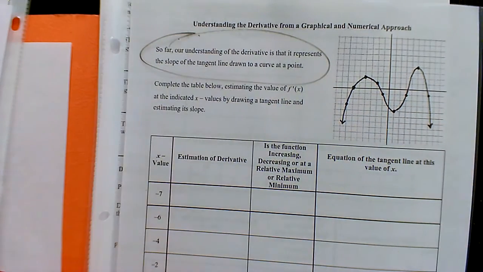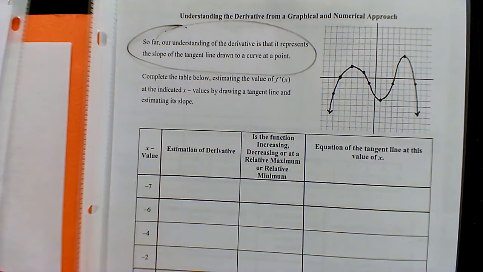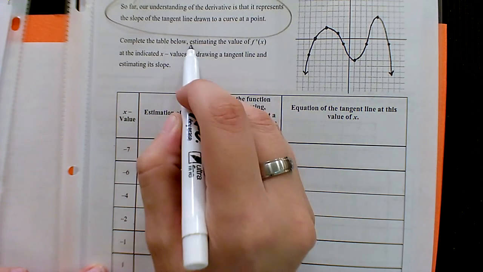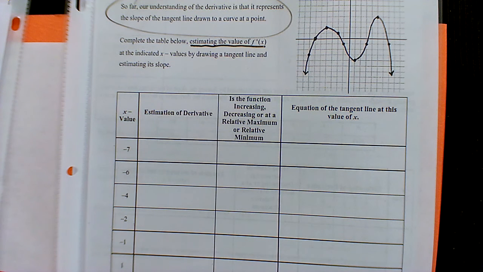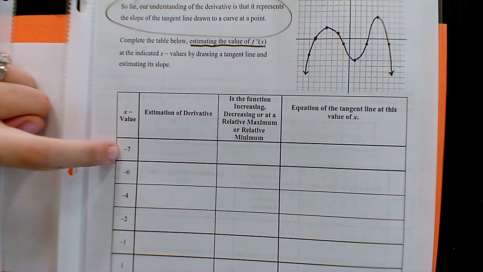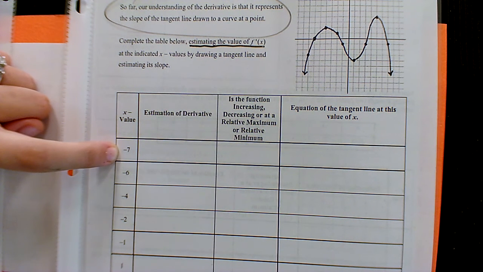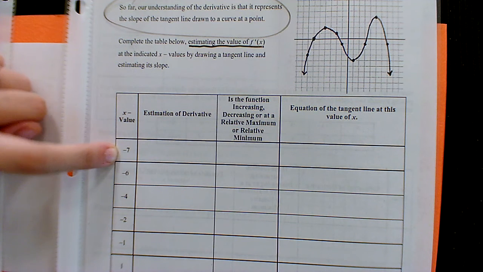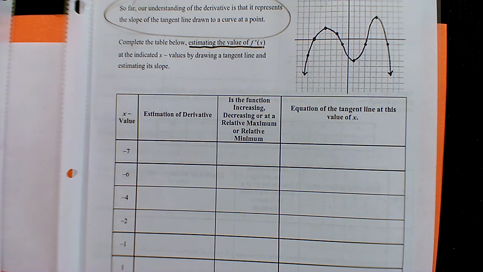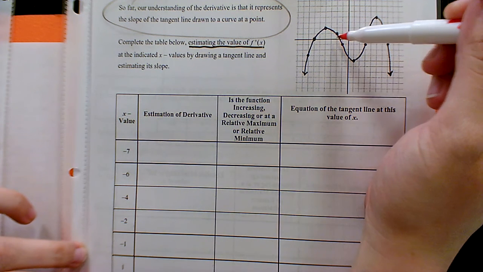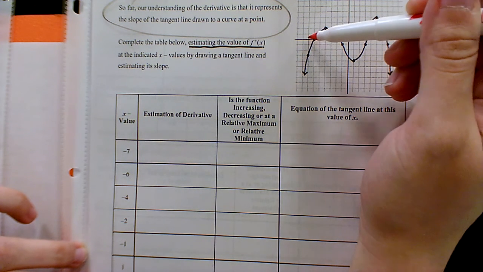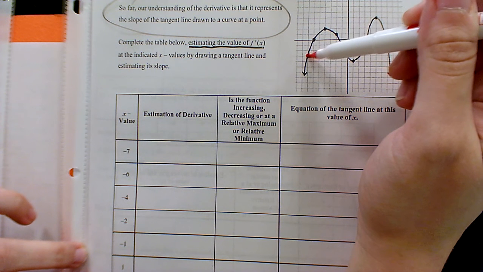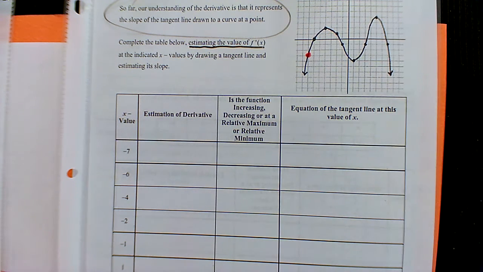All right, so the derivative represents the slope of a tangent line at any point. We're going to use that idea to complete this table below to estimate, approximately find, the derivative at certain locations. Okay, so take a look. Our first location graphically is the x value of -7. So if you were to go to this graph, 1, 2, 3, 4, 5, 6, 7, notice how you would be talking about this point right there.